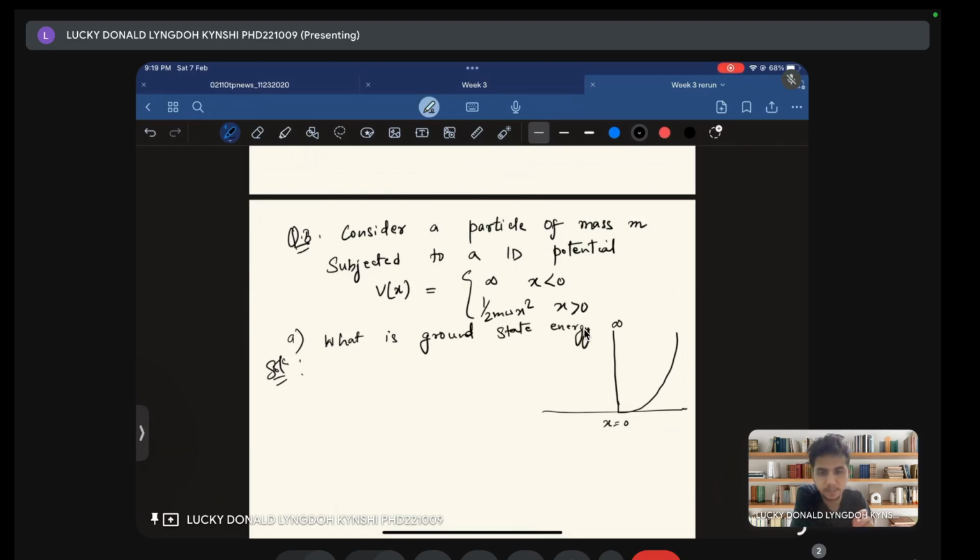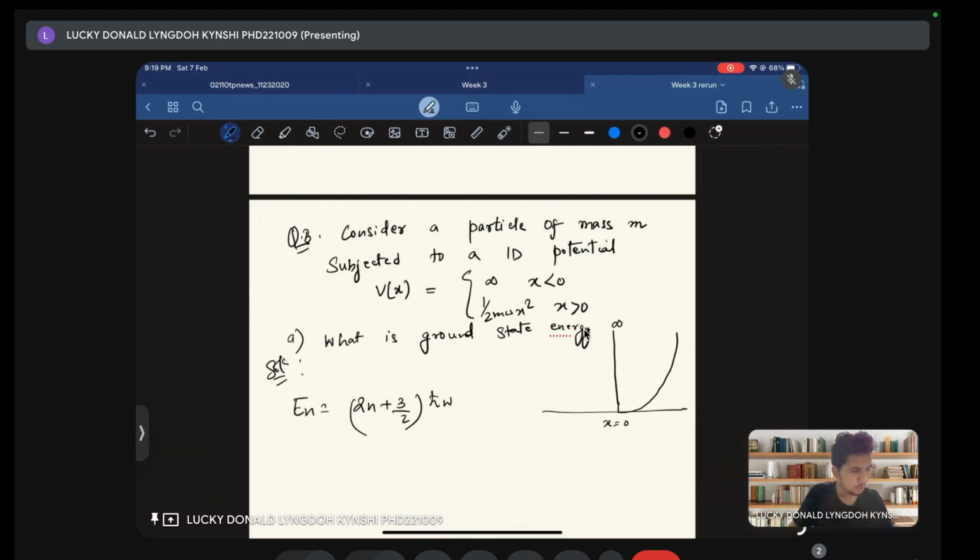The energy eigenvalues of this type of problem are given by E_n = (2n + 3/2) ħω. The only difference between this and the normal harmonic oscillator is that in that case you have the potential on both sides, half of m ω² x². But in this problem it is given only on one side.